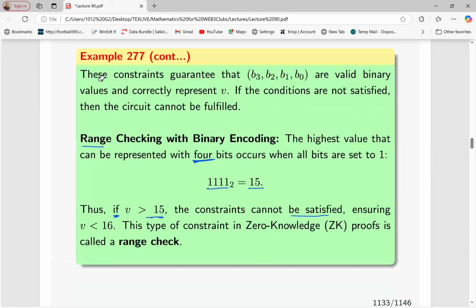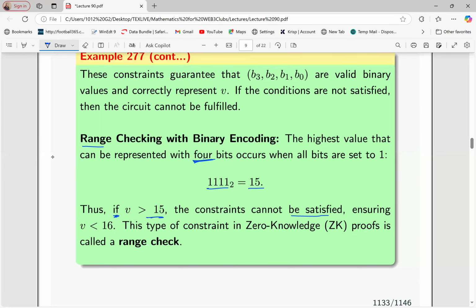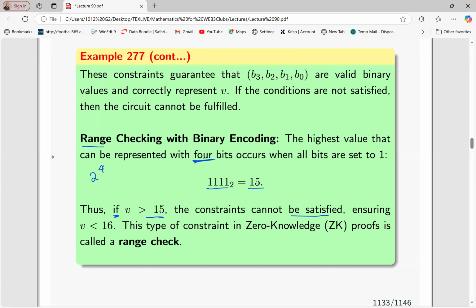What is 16? How many bits is 16? 16 is 2 raised to 4. So if 16 is 2 raised to 4, it means it's 1 with 4 zeros. So 1, 2, 3, 4, 5. This is a 5-bit number. 16 is a 5-bit number. Yes, 16 is 1 with 4 zeros.